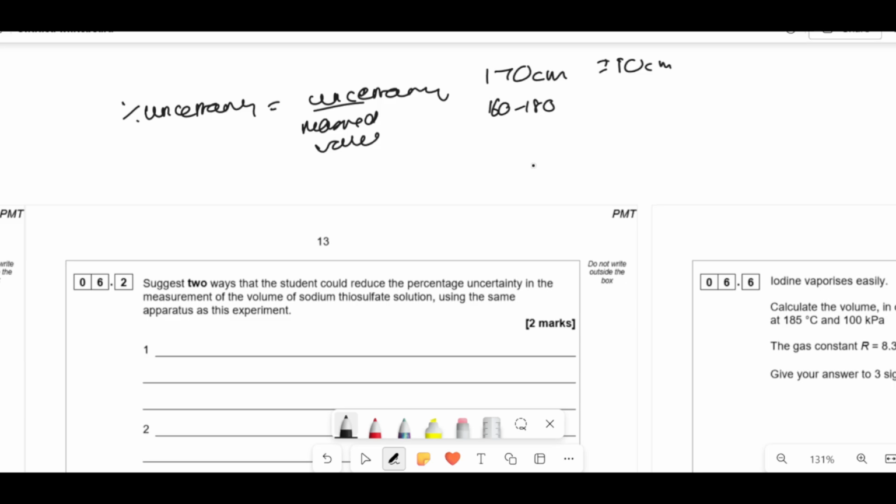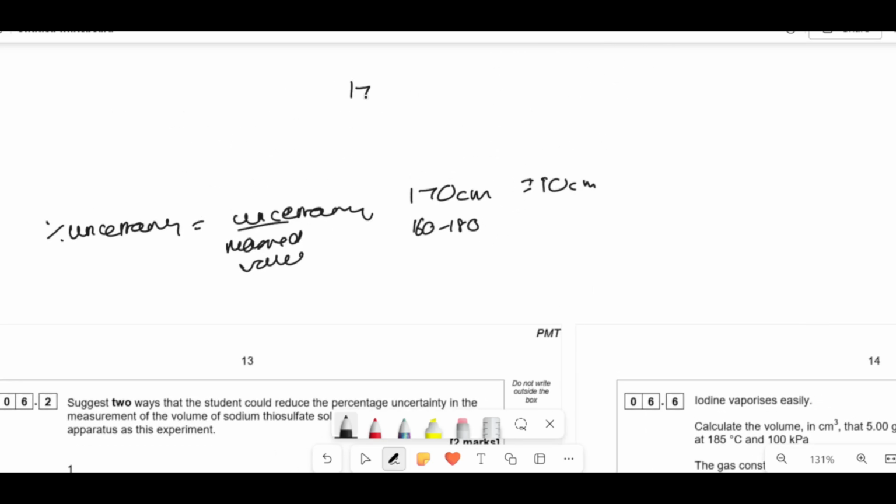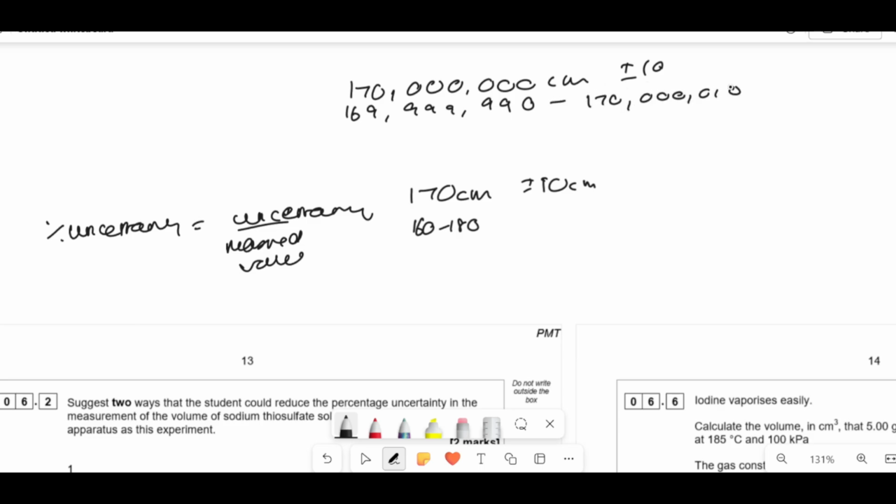That's not very good. Whereas, if for some reason you were 170,000,000 centimeters tall, but I still use the same ruler, it's going to be 169,999,990, or could be 170,000,010, which you could see the effect of that is not as big. The spread of it is not as big as this. So it's the same principle here. If we take a really big measured value, as long as the uncertainty stays the same, that would lower the percentage uncertainty if we use the same equipment.